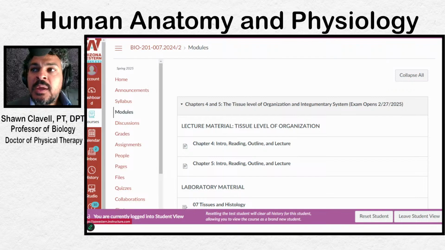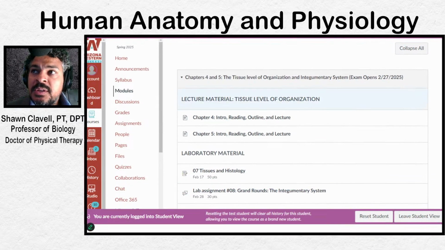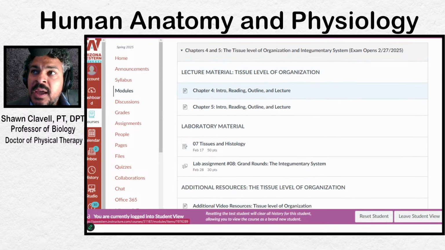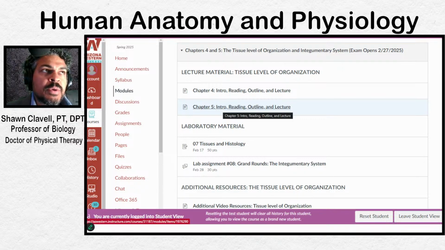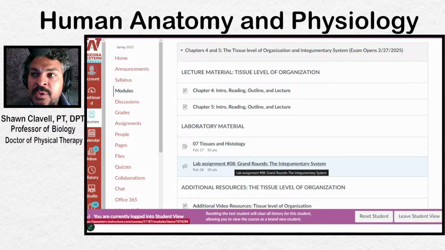Your class primarily lives in the modules, and under chapter 4 and 5 you'll see chapter 4, chapter 5. We'll get into chapter 5 this week. I encourage you to start reading into that, taking out the lectures in chapter 5 where we get into the integumentary system. We looked at the lab assignment tissues and histology, which was due early this week, and now we're into lab assignment number 8, which is kind of a discussion board.